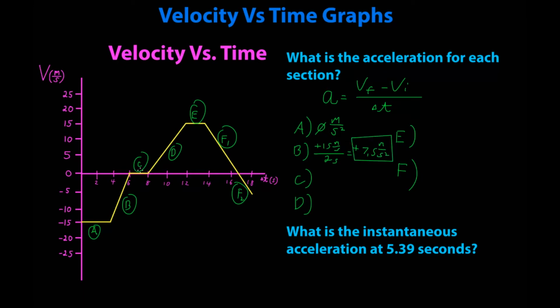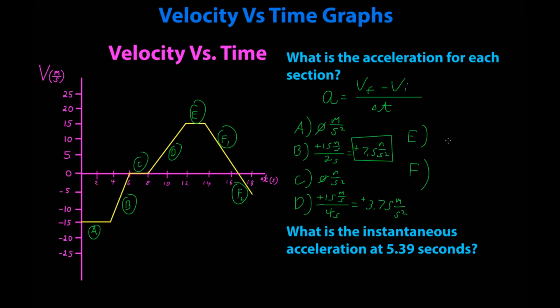For C, the object is stopped, it is not changing velocity at all, so again, no acceleration. For D, we have a change in velocity from 0 to 15, so positive 15 meters per second. Over, we go from 8 to 12 seconds, 4 seconds, which gives us an acceleration of positive 3.75 meters per second squared.